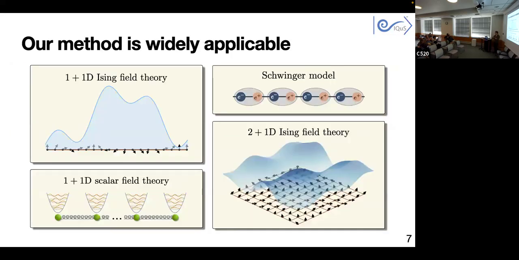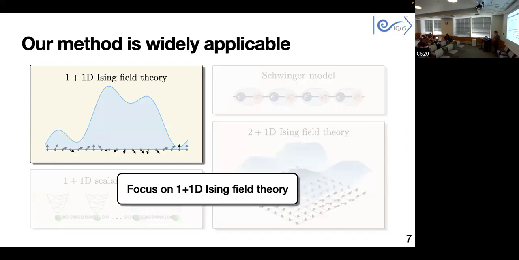The algorithm that I'm going to present in the next several slides, we have tested in several theories: the 1- and 2-dimensional Ising field theories, the scalar field theory, and also the Schwinger model. I want to emphasize that this method is applicable to a range of theories. But for concreteness, I'll just focus on the 1-dimensional Ising theory, because there it's really easy to write down and explain how this algorithm works.